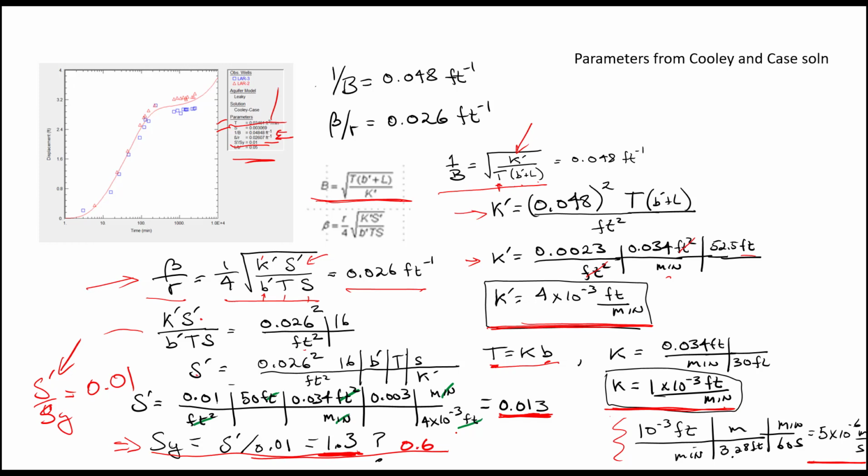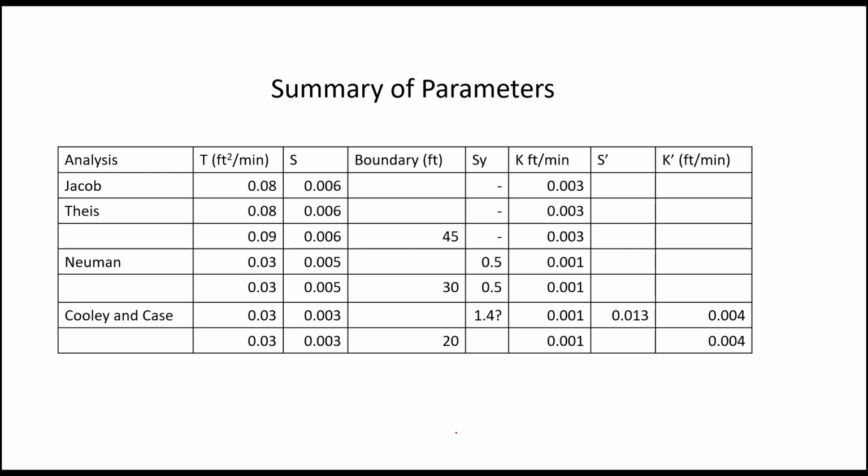Okay, so that's the Cooley case analysis, and I went and summarized the parameters for these four different methods, the T and S values that all of them gave, and then some of these analyses I included a boundary, and what I'm showing here is the distance to the boundary for the solutions that would fit the data the best. And then some of the analyses gave me specific yield. I converted the transmissivity to the hydraulic conductivity of the aquifer. And then these are the storativity and the hydraulic conductivity of the confining unit.